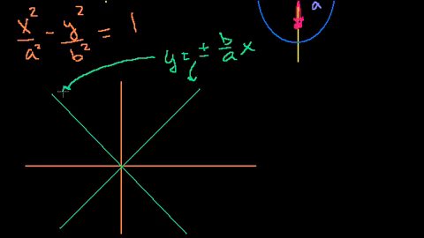And then this is what I call kind of a horizontal hyperbola. The way you can think about that is, well, if you solve for y, you'll see that you're always going to be a little bit lower than the asymptote.